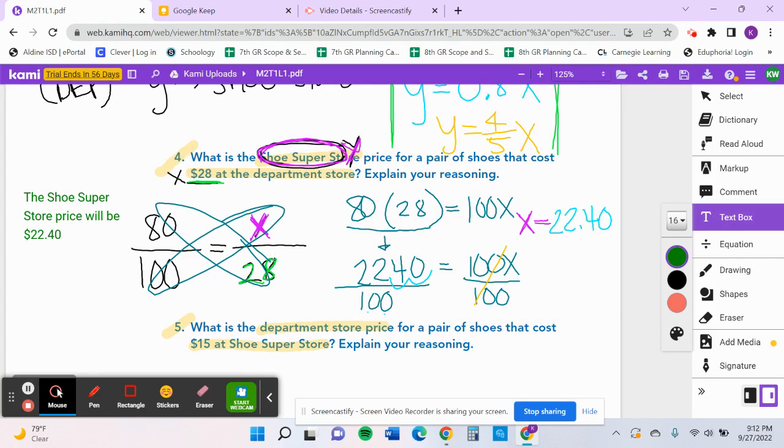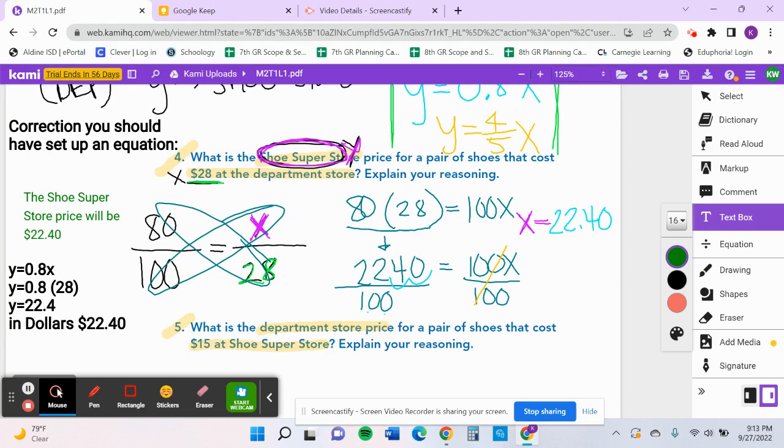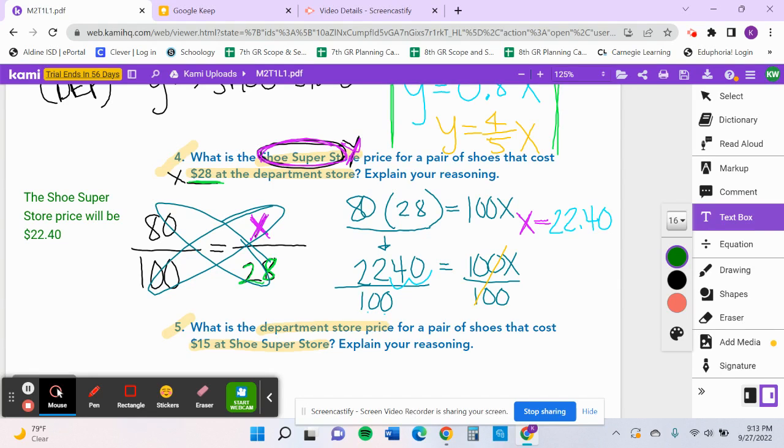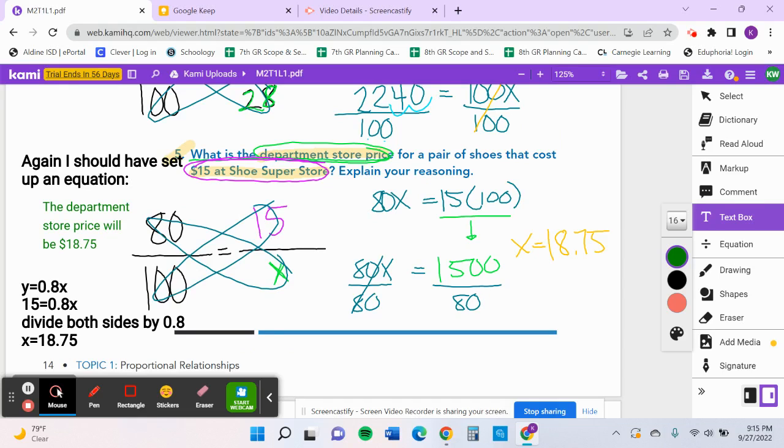For question number 4, you should have set up a proportion to solve. The department store price, $28, represents the whole, because the shoe store price is 80% of that whole, which is why we set our proportion up as 80% of that 28. And you should have gotten $22.40.